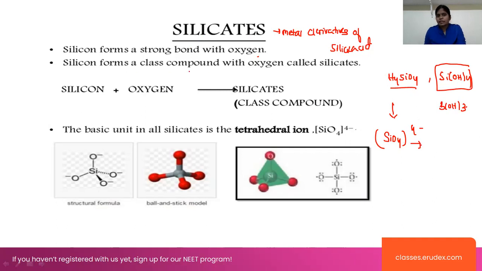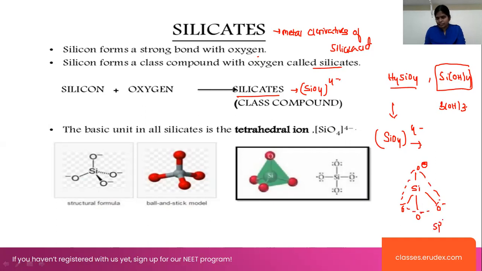So, silicon forms a class of compounds with oxygen called silicates. Silicon plus oxygen will give you the silicates, and these have the general formula SiO4 4 minus. Now, the basic unit: look at the structure here. Si with oxygen minus at each of the four corners. This is a tetrahedral structure, which has sp3 hybridization.